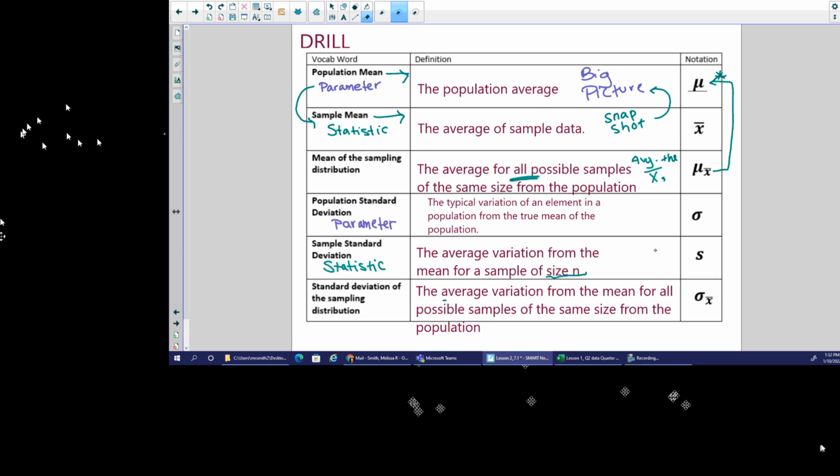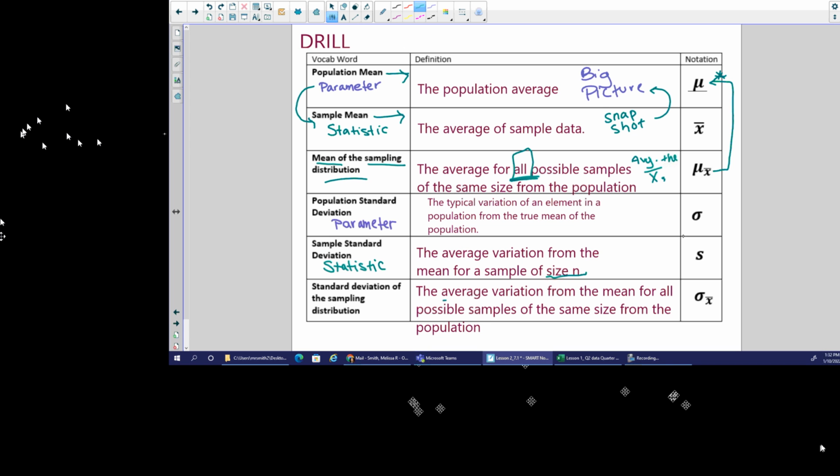And then there's one other mean to talk about. If you take multiple samples of all the same size, and this word here is important, and you average all of those averages, so you average all the X bars from every possible sample of size n, what you get is a sampling distribution. The average of all the averages is the mean of your sampling distribution, and we call it mu of X bar.